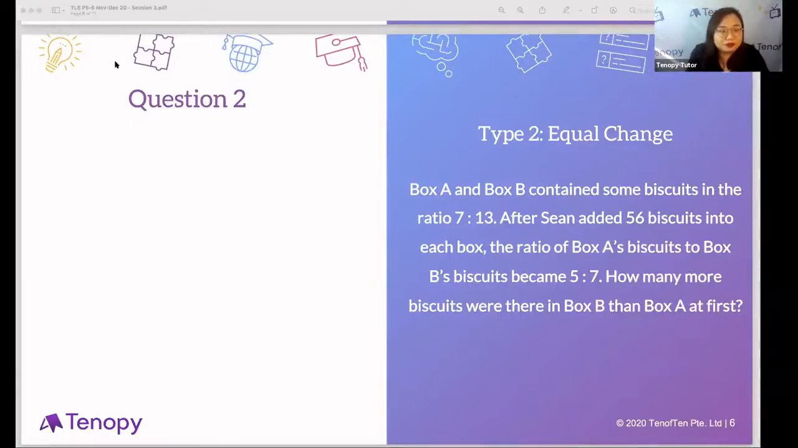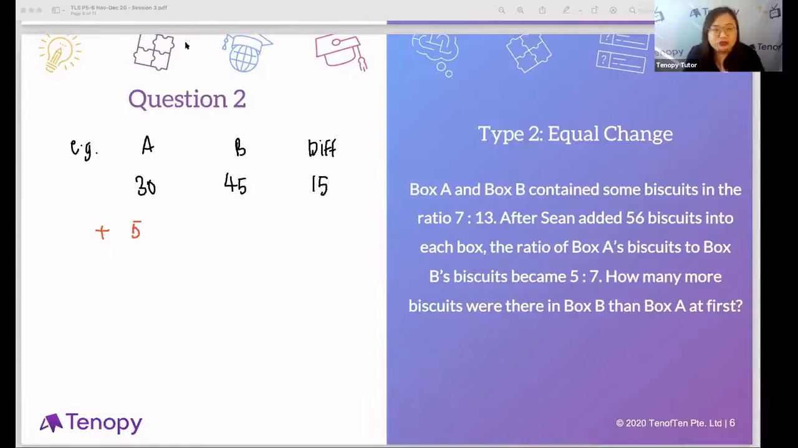Example, if my box A and box B each have 30, if I now decided to add 5, I'm sorry, not 30, not equal. If this is, let's say, example 45. So the difference is 15, right? Equal change meaning if I decided to add an equal number, will my difference change? My difference remain unchanged. If I decided to take away 10 from each box, the difference is still remain unchanged.